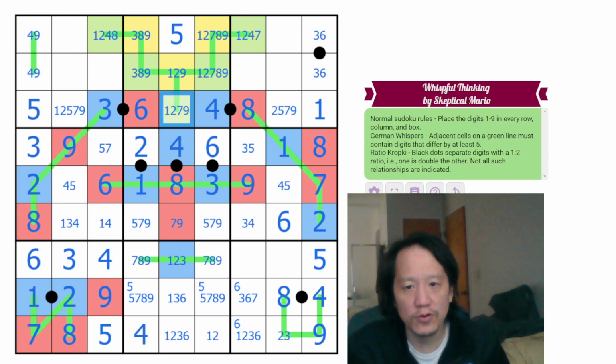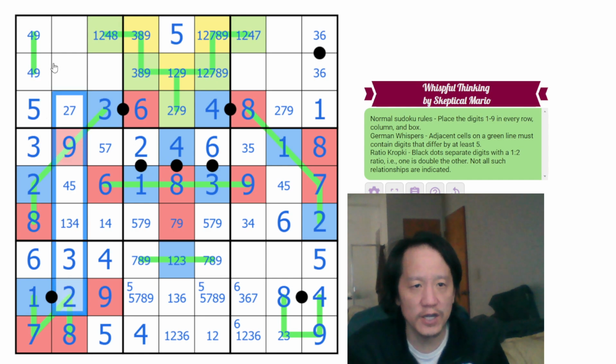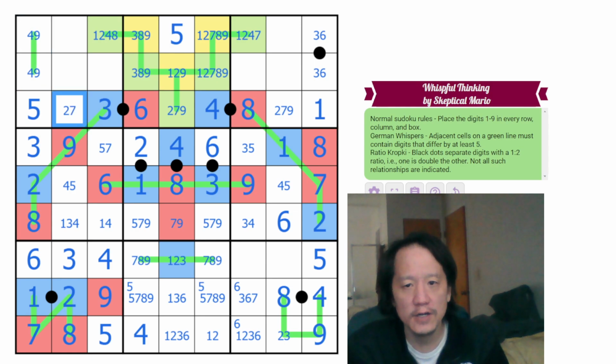This can't be 1. This can't be 1. This can't be 5. This can't be 5. This can't be 9 here. This can't be 2 because of this 2. It can't be 9 because of the 4-9 pair. Can't be 2, so this must be 7, which means this can't be 7, this can't be 7.